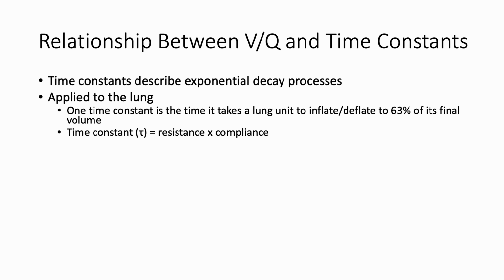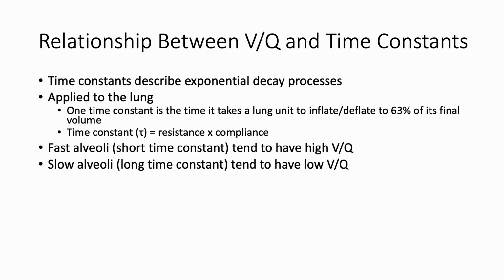Once that makes sense to you, the next step is to understand that fast alveoli with a short time constant will have a high VQ ratio, while slow alveoli with a long time constant will have a low VQ ratio.